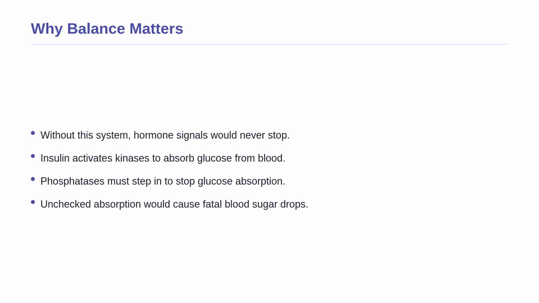You might be wondering why we need such a complex system of adding and removing tags. Without kinases and phosphatases, the hormone signals in your body would either never start or they would never, ever stop. For example, when insulin binds to your cells, it activates specific kinases that tell the cell to rapidly absorb glucose. If the phosphatases did not eventually remove those phosphate groups, your cells would keep absorbing glucose until your blood sugar dropped to fatal levels.